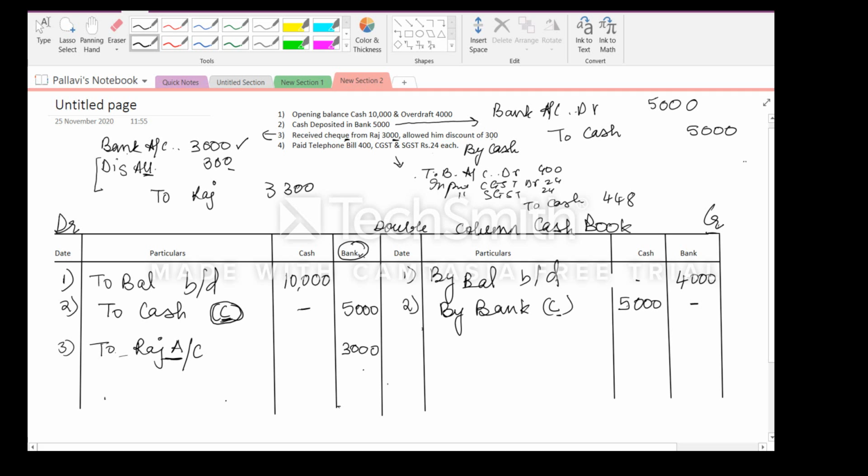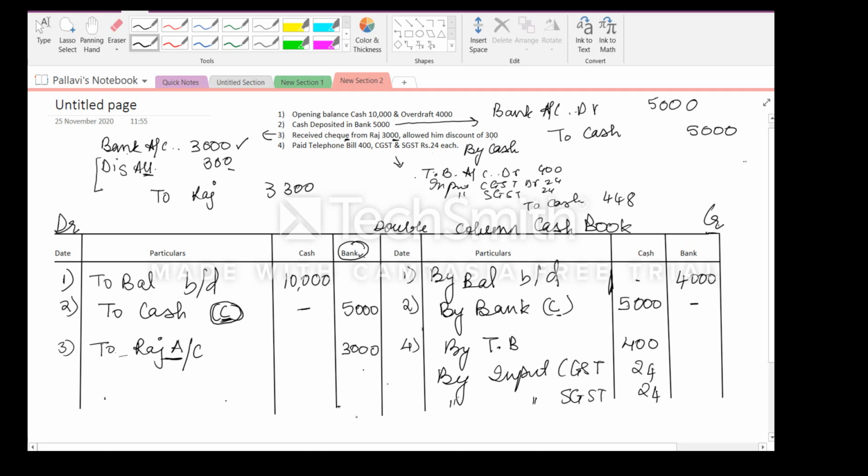So cash on the credit side in the cash column, first we are going to write all the accounts here. So you will write by telephone bill. What is the amount for the telephone bill which is credited to cash account? 400. Then you will write by input CGST 24 rupees, by input SGST 24 rupees. Okay, so this is how you are going to post the entries.